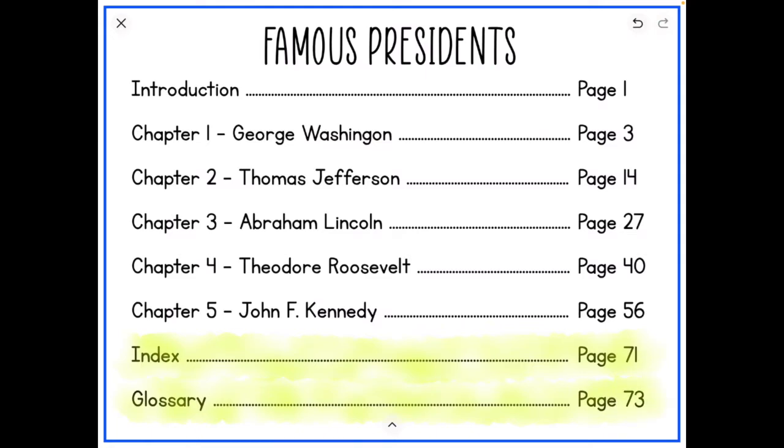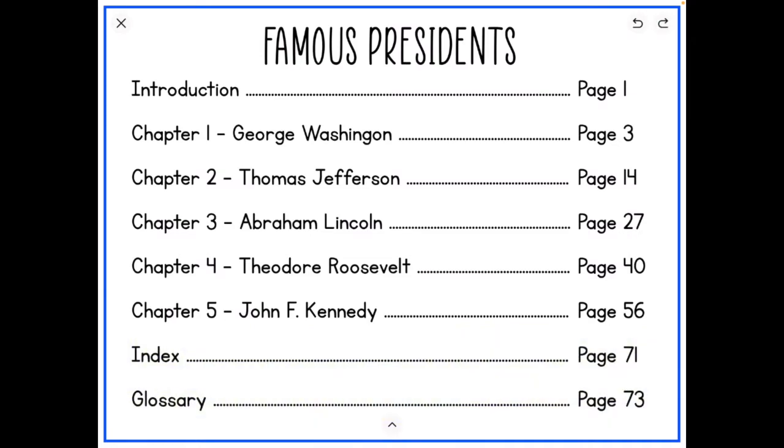The index is a list of important names, places, and things in alphabetical order, and its job is to give us the page number associated with each topic. The glossary's job is a lot like a dictionary's job, but a glossary will only tell you the meanings of unfamiliar words from this book.